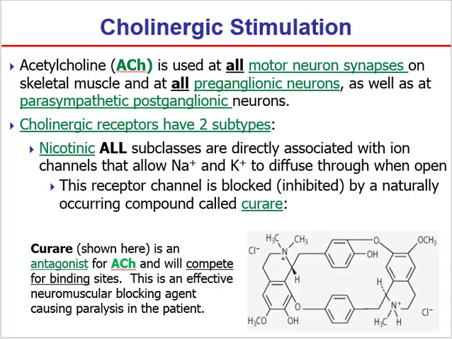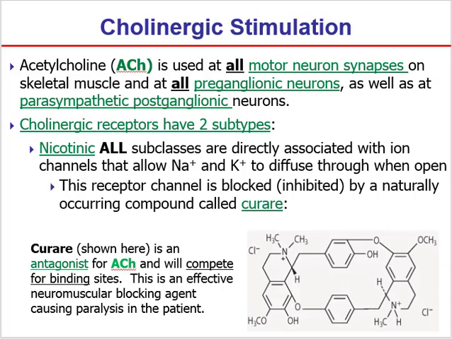The cholinergic receptors come in two flavors, or subtypes. There are nicotinic and muscarinic receptors available to bind the same acetylcholine ligand, and this depends on the tissue type. With the nicotinic receptor, all subclasses are directly associated with ion channels that allow sodium and potassium to diffuse through the cell membrane whenever they're in the open position. Ions will flow down their established concentration gradients. Remember, the gradients are established in order to maintain resting membrane potential in neurons, but all cells will use the sodium-potassium ATPase pumps to rid themselves of sodium.